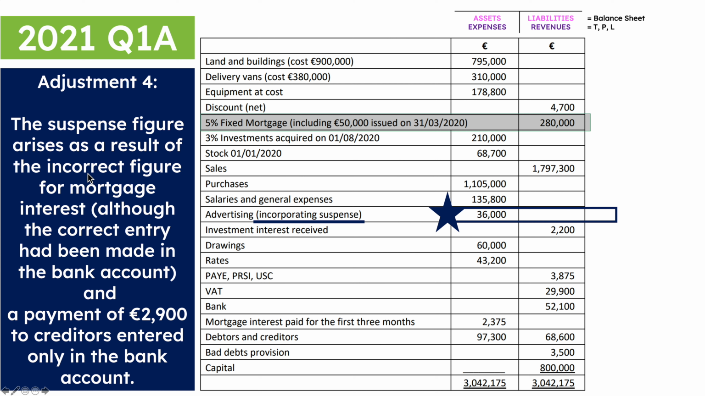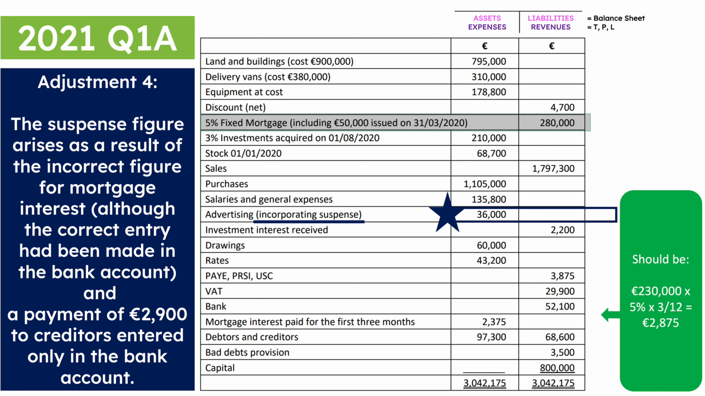So the first part, incorrect figure for mortgage interest, but the correct entry had been made in the bank account. So we just need to fix the mortgage interest figure. So it's saying here, this figure here is wrong. Why is it wrong? Well, 5% fixed mortgage, including 50% issued on the 31st of the 3rd. So this mortgage here for the first 3 months of the year would have been 230,000. So 230,000 by 5% by 3 over 12 is 2875.